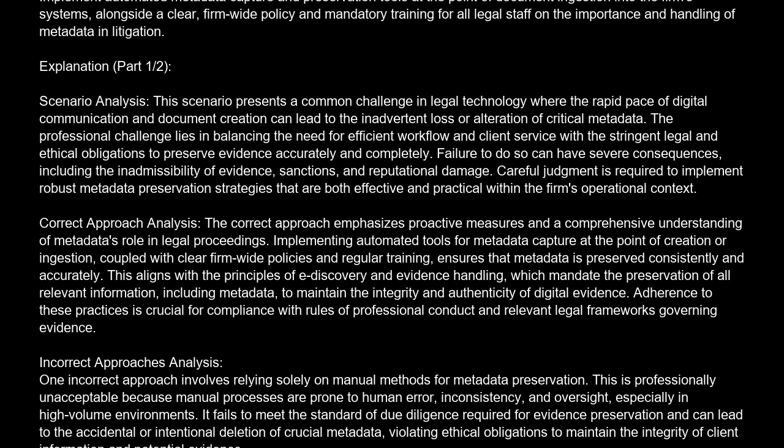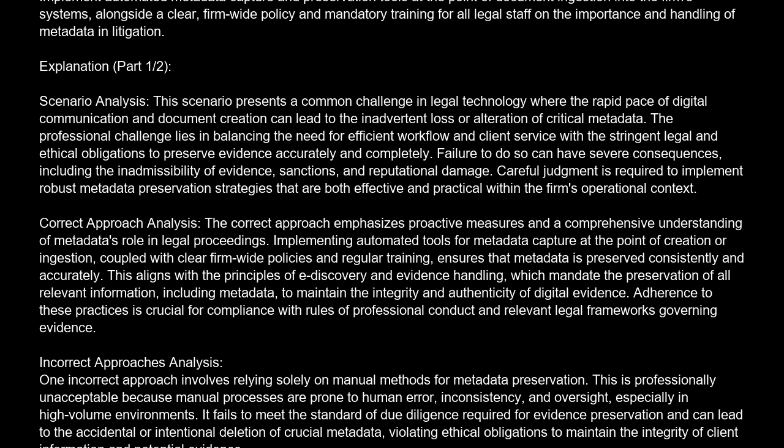Careful judgment is required to implement robust metadata preservation strategies that are both effective and practical within the firm's operational context. Correct approach analysis. The correct approach emphasizes proactive measures and a comprehensive understanding of metadata's role in legal proceedings. Implementing automated tools for metadata capture at the point of creation or ingestion, coupled with clear firm-wide policies and regular training, ensures that metadata is preserved consistently and accurately.